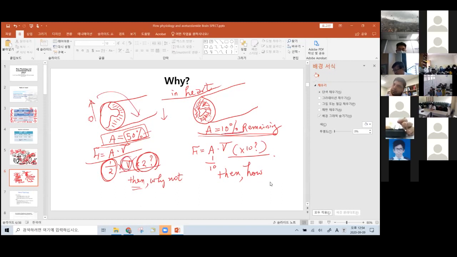Then with 10% remaining, flow is like that, area is 1/10, and velocity should be multiplied 10 times. Is it possible? Dr. Gill, with 90% lumen area stenosis and 10% lumen remaining in a coronary artery, a conductance vessel, a large artery, then 10 times compensation by velocity. Is it possible? I think it's not possible.